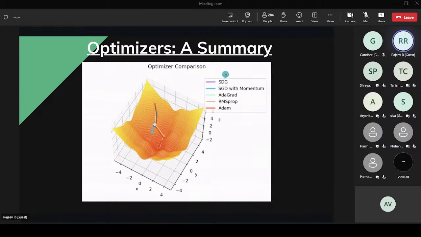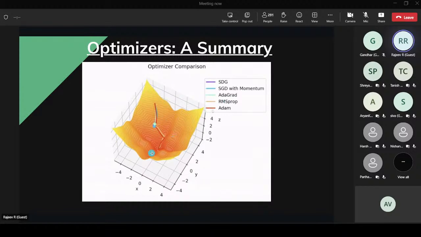I spoke about stochastic gradient descent. I spoke about stochastic gradient descent with momentum. If you guys recall, it has the decayed sum of gradients in the numerator. I spoke about RMSprop and I also spoke about Adam. Adagrad is just another optimizer which is very similar to RMSprop, but RMSprop is more used. So I did not cover Adagrad in this lecture.